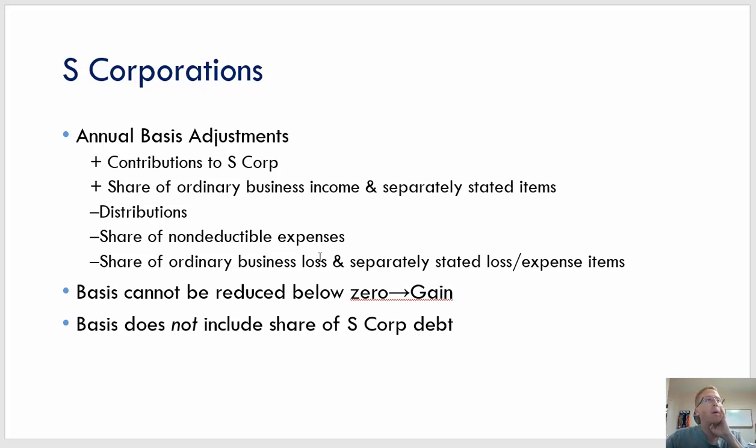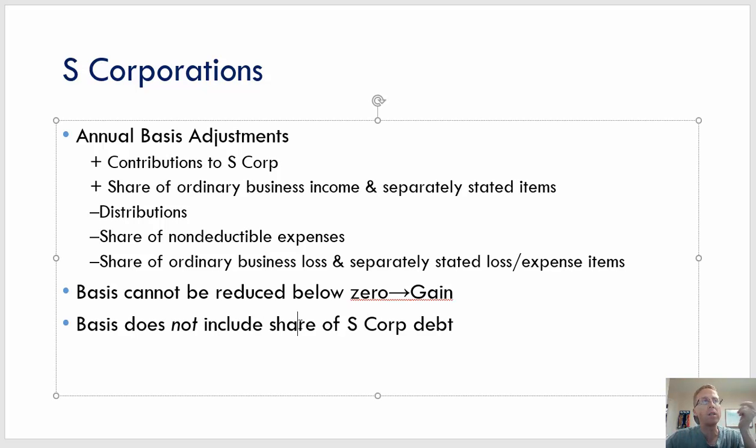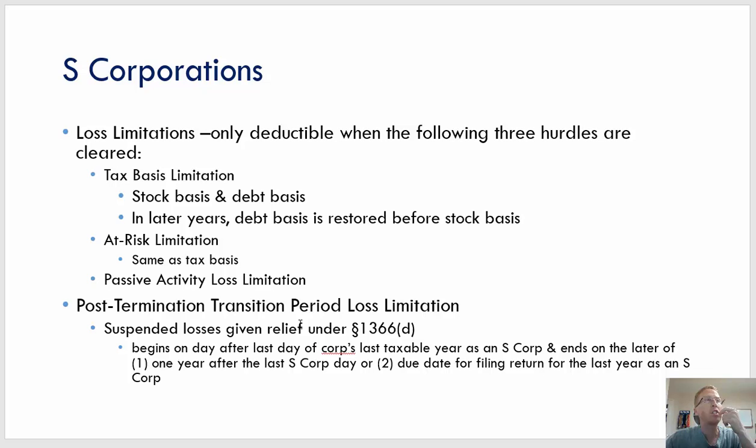Just so you're aware, you could reorder those, and in practice everybody does that, right? Because you'd rather take your deductibles before your non-deductibles. Basis cannot be reduced below zero. That's a key component, just like on the others, and basis does not include your share of S corp debt. Why is that? Well, that's because your share of debt is its own separate limitation.